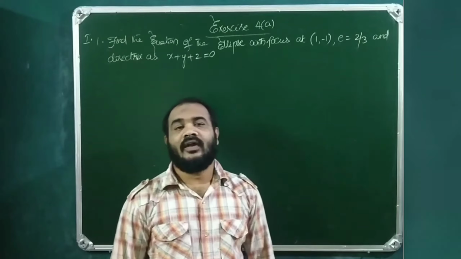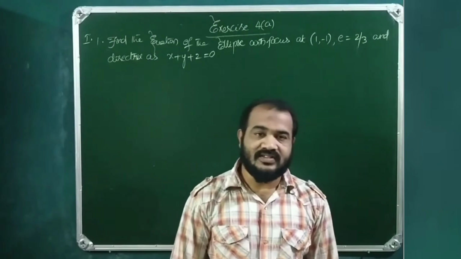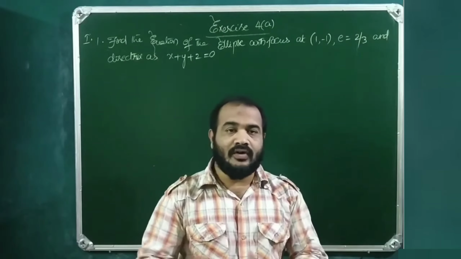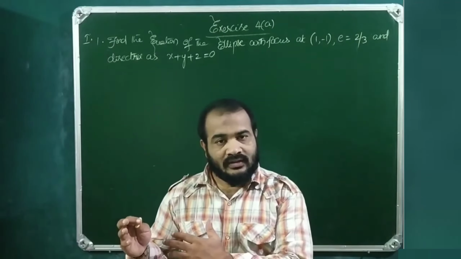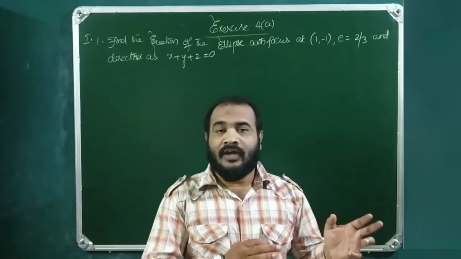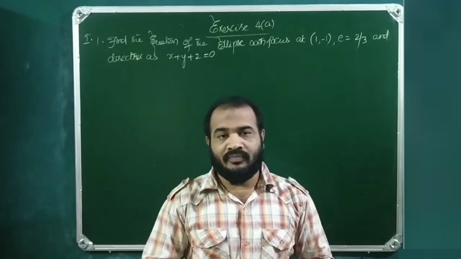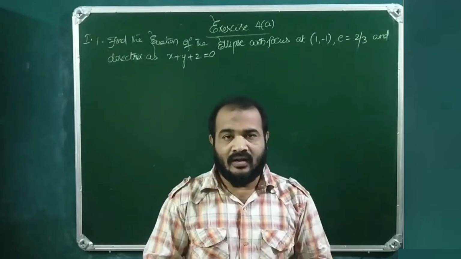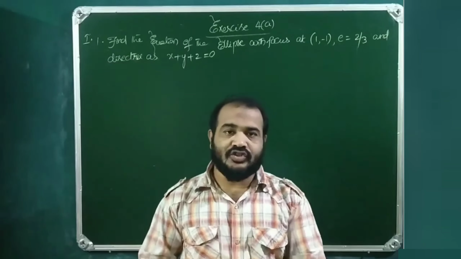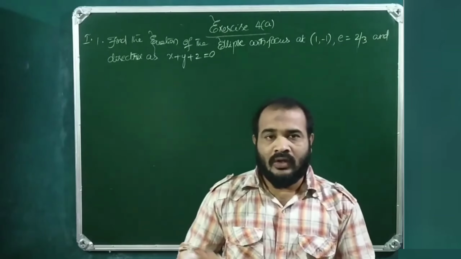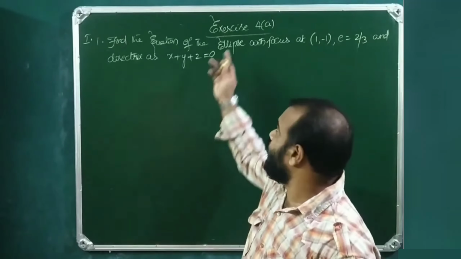Good morning, students. In the last two lectures we discussed the essentials and prerequisites of exercise 4A, where we derived the equation of the ellipse and various forms of the ellipse, the eccentric angle, and the next few definitions of chord, focal chord, latus rectum, etc. So let us start exercise 4A.